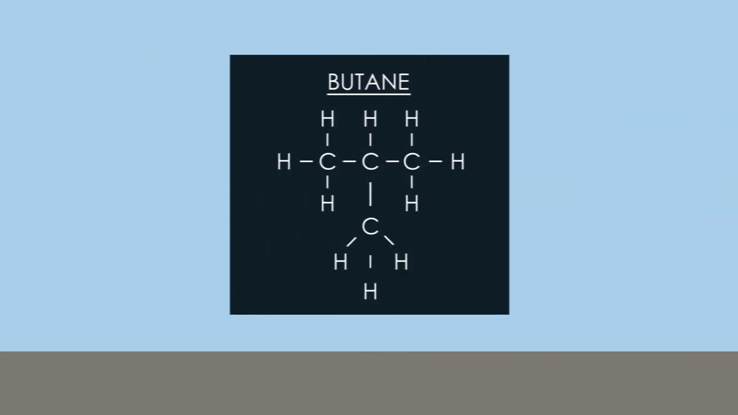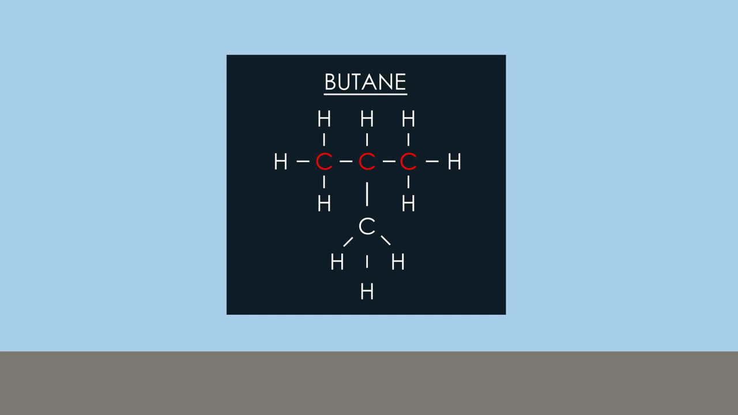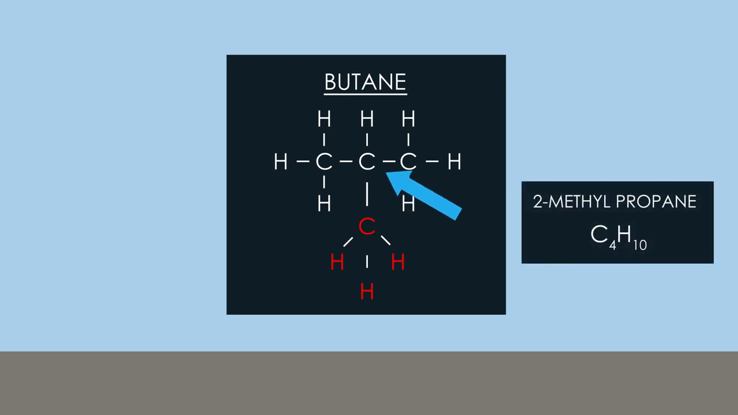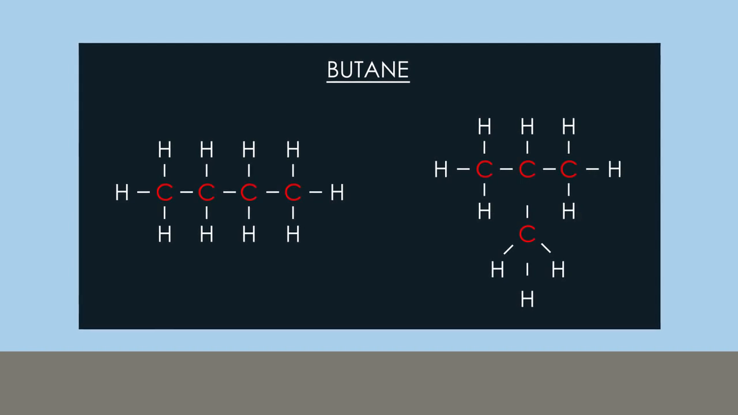The longest chain in this molecule is 3 carbon atoms long, so we say it is a form of propane with a methyl group sticking to the second or middle carbon atom, so its name becomes 2-methyl propane. Do not be confused, it is still an isomer of butane because of the 4 carbon atoms.